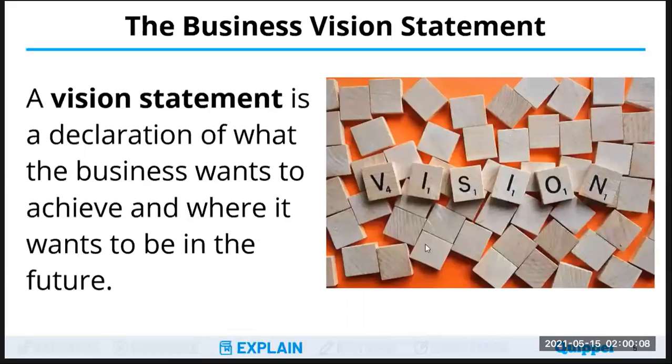So for the vision statement, is a declaration of what business wants to achieve and where it wants to be in the future. Yan. So ano ba yung goal natin? That is why lagi kong sinasabi sa inyo na pag nag-create tayo ng vision, make sure na ambitious na, no? Kasi yun yung gusto nating marating in the future. Wag yung lagi tayong maging best.